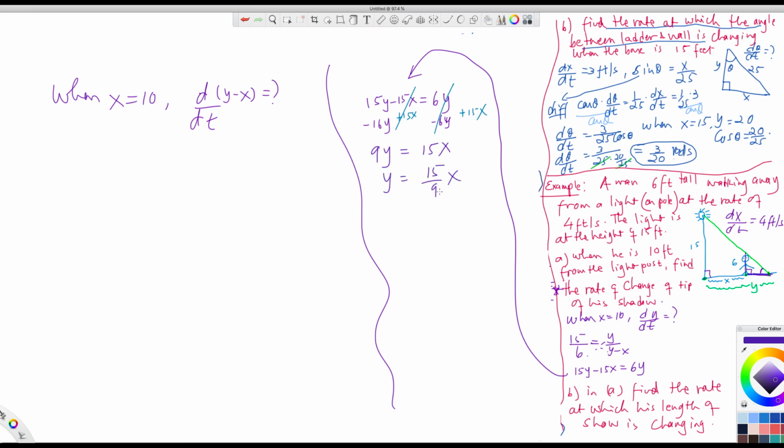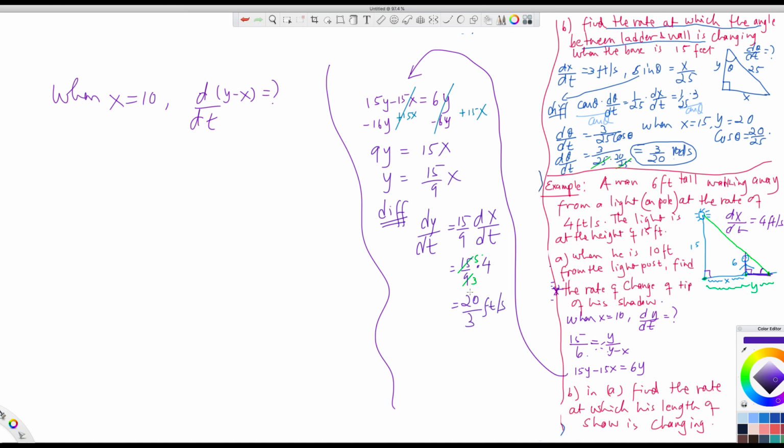So what is y then? y equals 15 over 9 x. Now you need to find the derivative, because the question is asking dy over dt equals what? Let's differentiate. If you differentiate, what do you get? dy over dt equals 15 over 9 dx over dt. What is dx over dt? dx over dt is given as 4, right? So let's write that: 15 over 9 times 4. Let's cancel these: divide 15 by 3 and 9 by 3, giving 5 over 3 times 4, so 20 over 3. So dy over dt is 20 over 3 feet per second. This is what you got.